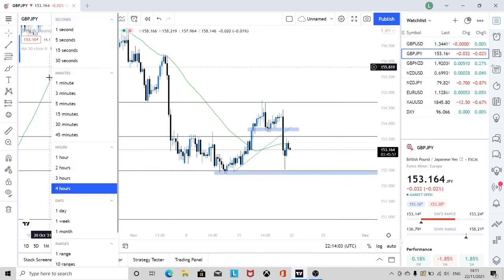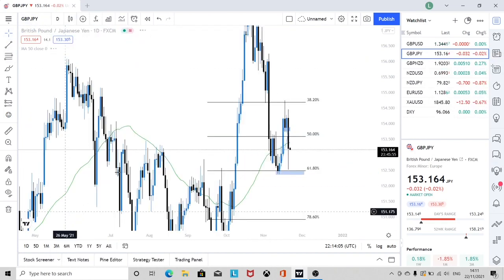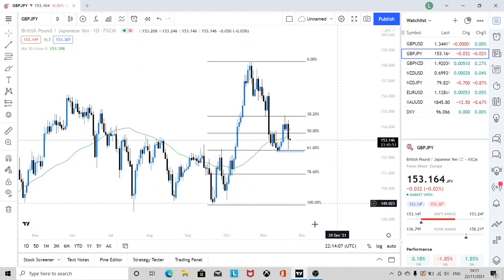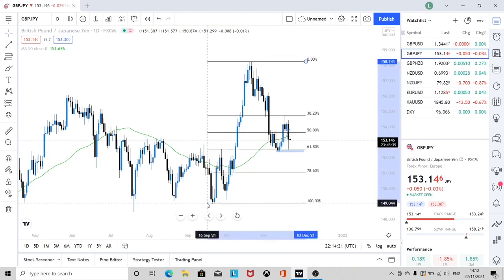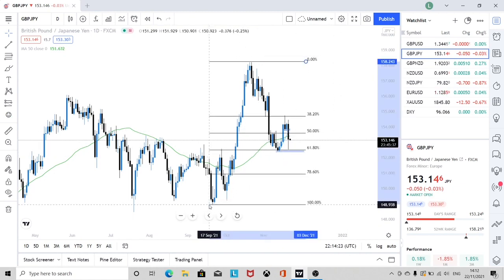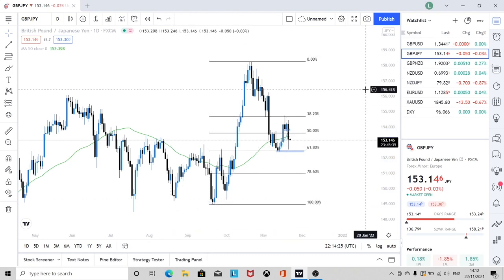If we go on to the daily time frame, it does look very good for sales. 61.8 Fibonacci rejection, broken shorter term structure, so we've created a new high and broken the old low, which is very important. So we will just have to wait and see. If we just tidy this up like that, so it's a very nice rejection indeed.